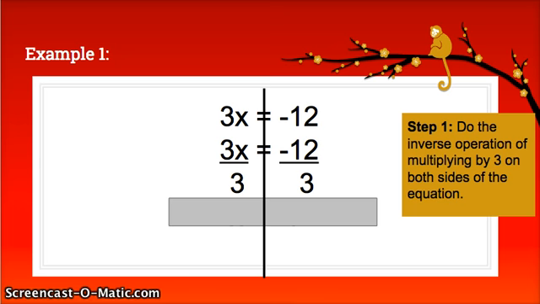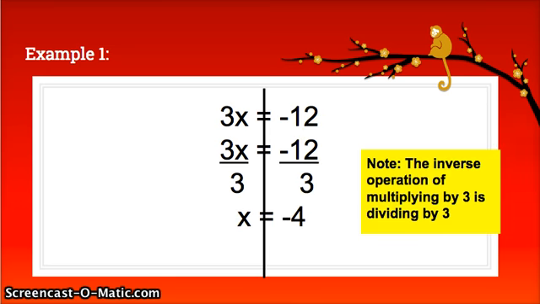And then remember here on the right-hand side that you are dividing a negative by a positive. A negative divided by a positive is a negative. So negative 12 divided by 3 is negative 4.